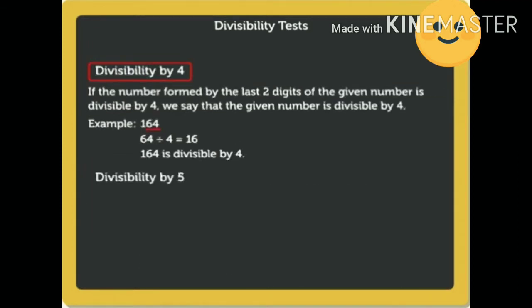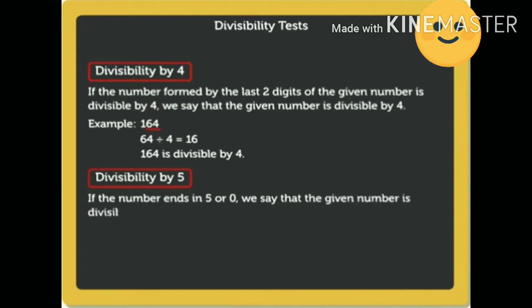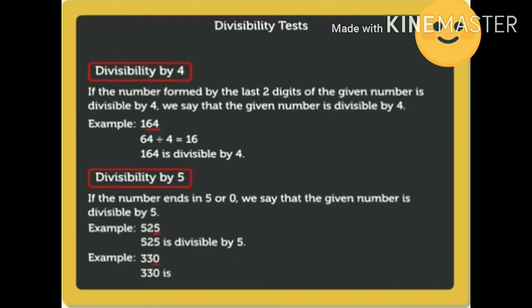Divisibility by 5. If the number ends in 5 or 0, we say that the given number is divisible by 5. For example, 525 ends in 5. Thus, it is divisible by 5. Look at another example. 330 ends in 0. Hence, it is also divisible by 5.